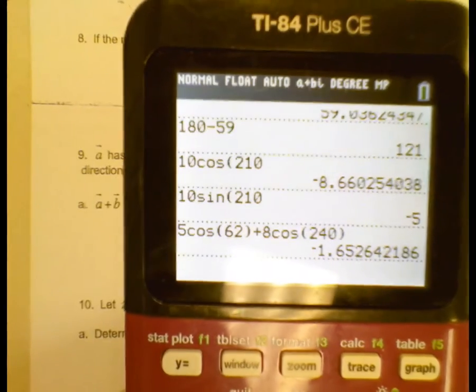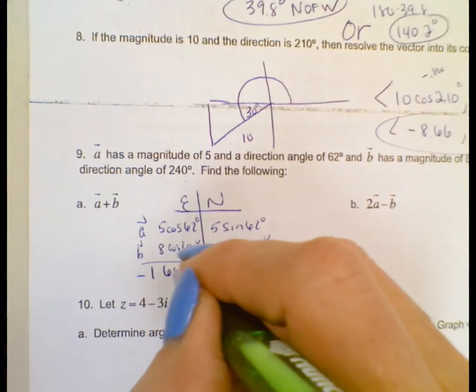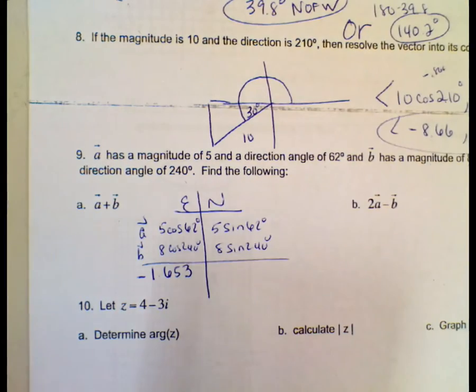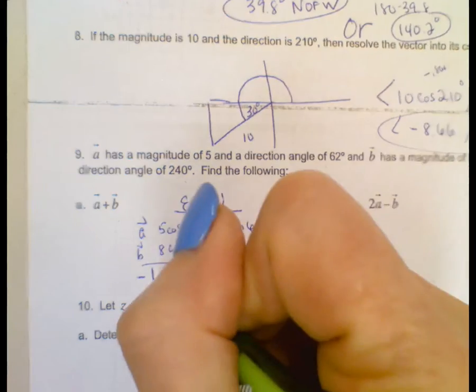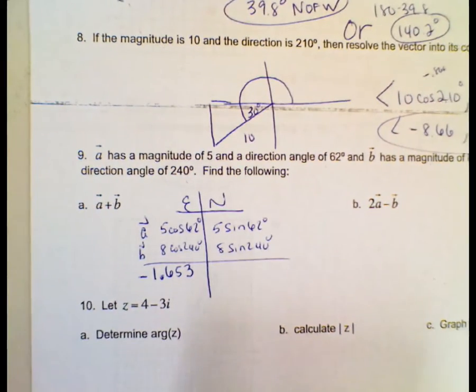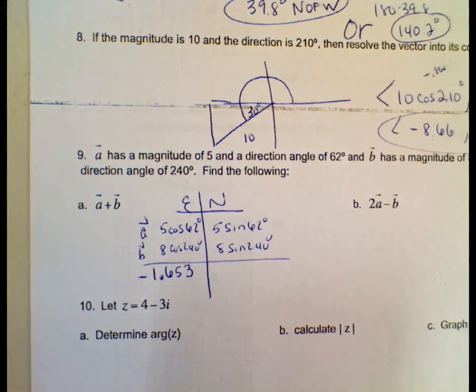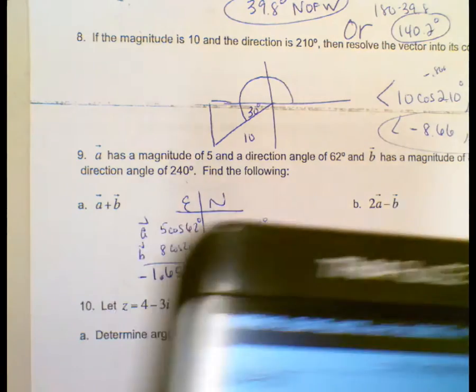So negative 1.653. I'd like you to round that to 3 decimal places. If you only round it to tenths, you're going to get the wrong answer at the end. We technically probably should do 4 decimal places, but I'm okay with 3.